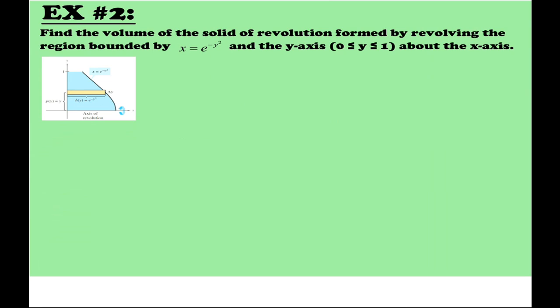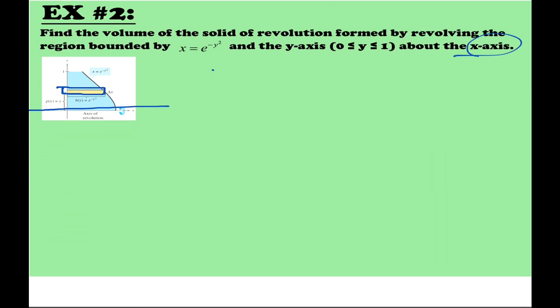Our axis of revolution is the x-axis, so my axis of revolution is here. If I want to use the shell method, which way do my rectangles lie if I have an axis of revolution that is the x-axis? They also lie horizontal, right? So if my rectangles are horizontal, I'm integrating with respect to who? With respect to x or with respect to y? With respect to y, right?